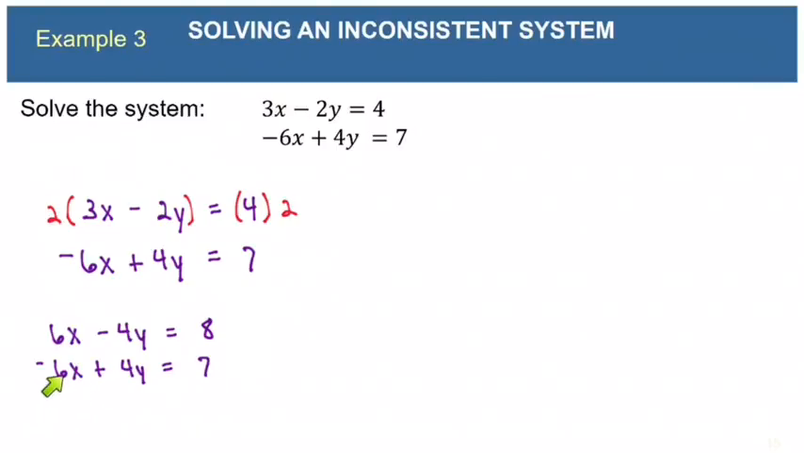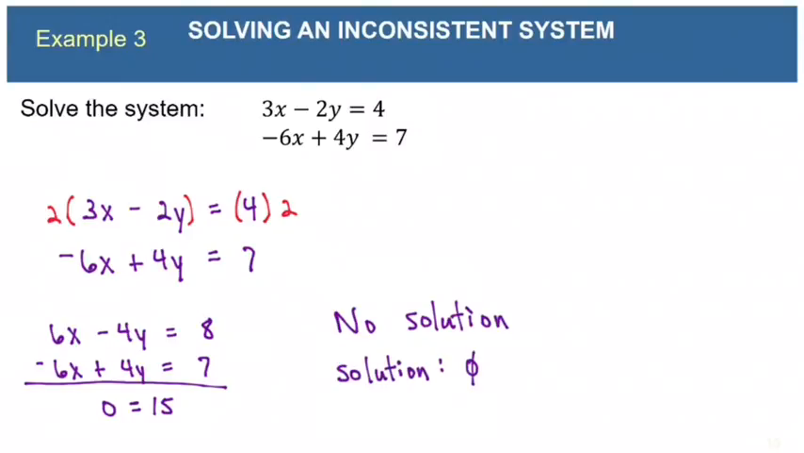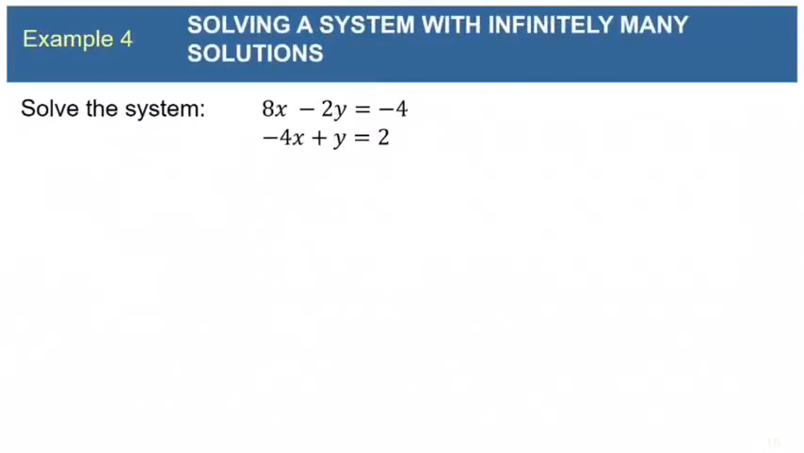And now we'll add these two together, and the x's will add up to 0, but look, also the y's add up to 0, so the entire left side is 0, but the right side is 15. So this is an impossible situation. Therefore, this system of equations has no solution. So you could say that the solution is the empty set. That would just be another way of saying the same thing.